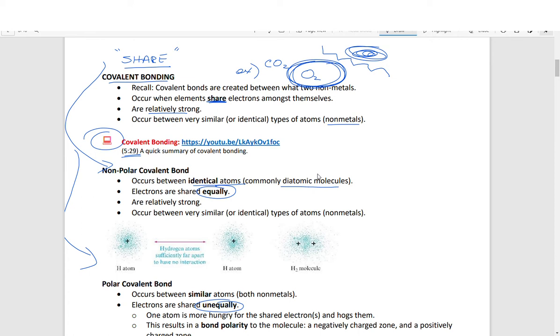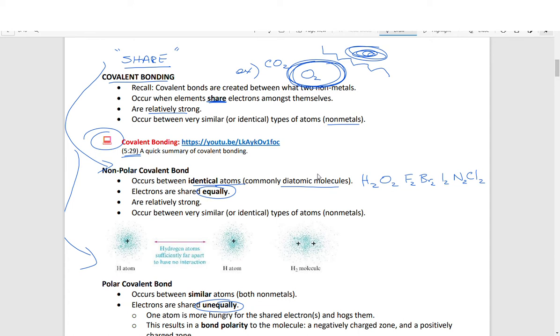So all the diatomic molecules, if you remember the Hofbrinkels, they are all diatomic gases. And because it's two identical atoms, they share the electrons equally.